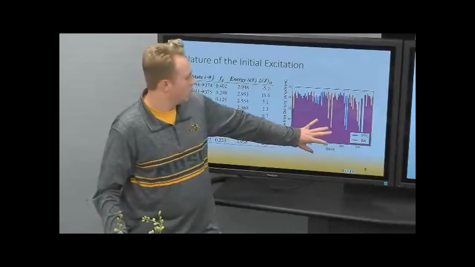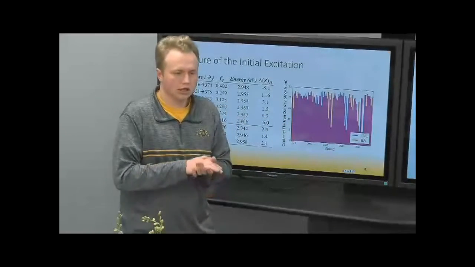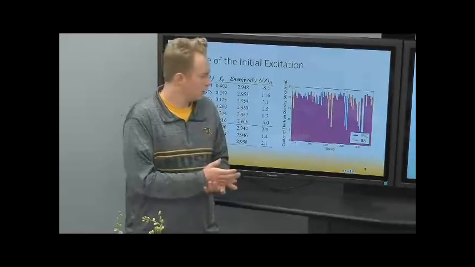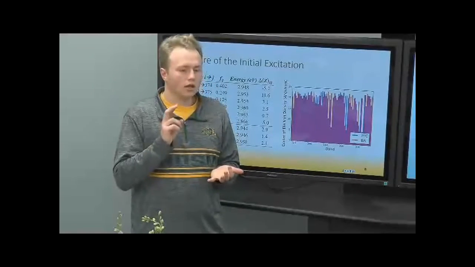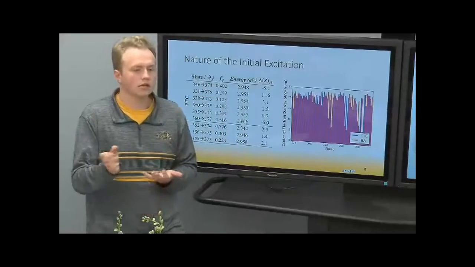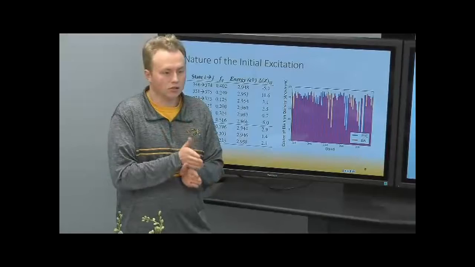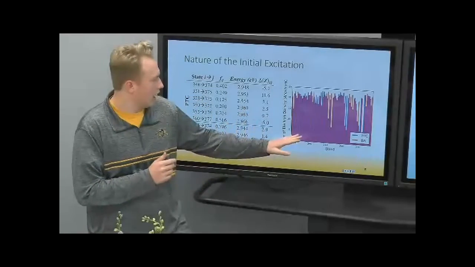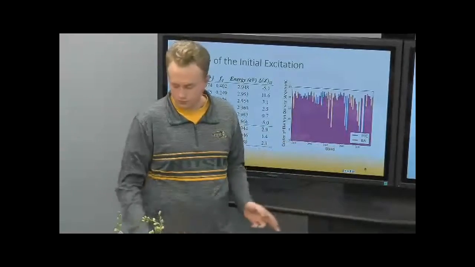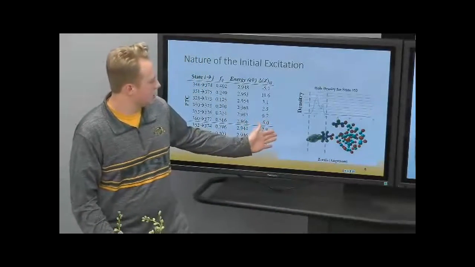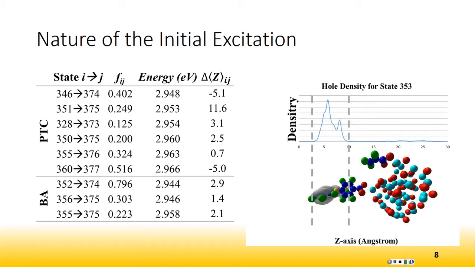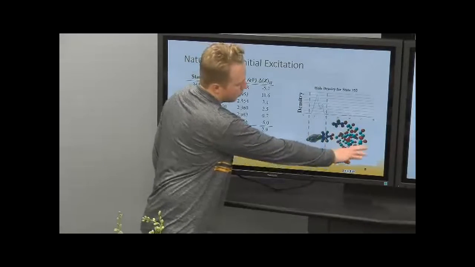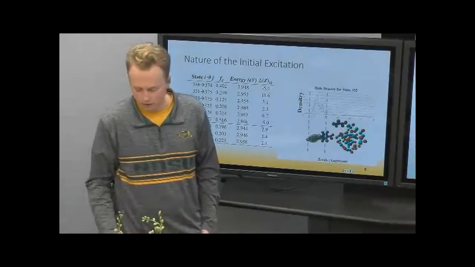From this diagram, we can conclude that PTC facilitates charge transfer because it's either initially excited to a charge transfer state, or it has very few states to relax through to get to a charge transfer state, whereas BA has to relax almost to the HOMO level. This is just a partial charge density of the highest charge transfer state. This is state 353, and we can see that the charge transfer is only on the ligand, and there's no localization of the hole on the quantum dot.